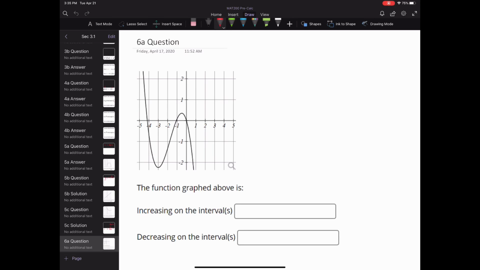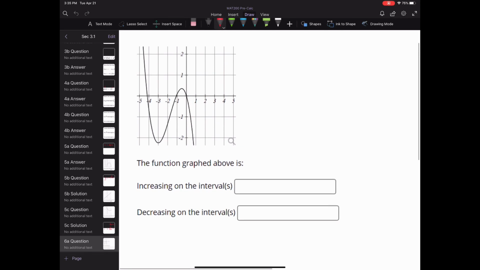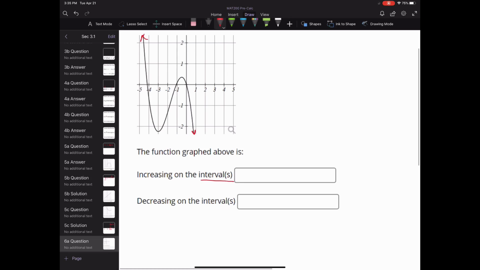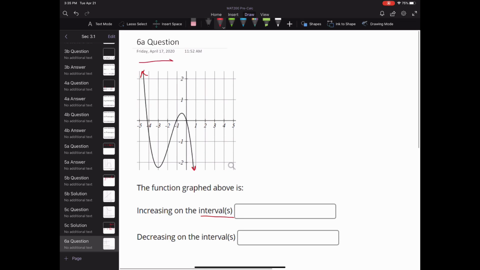Okay, the function graphed above is increasing, so let's see. They want to know the intervals. I'm going to put little arrows here just so you can see that it keeps going in that direction. When you read a function, you're reading it just like you read a book, from left to right. So when I'm reading this function, it's going down, it's going down, it's going down. That means it's decreasing, and it stops right here.